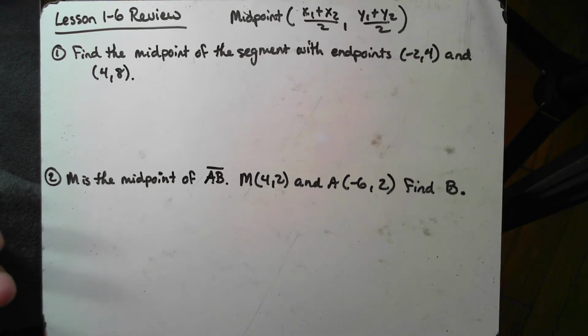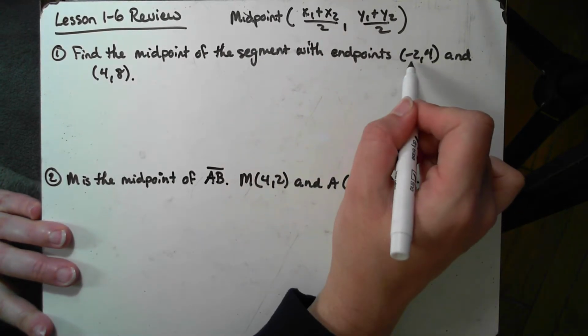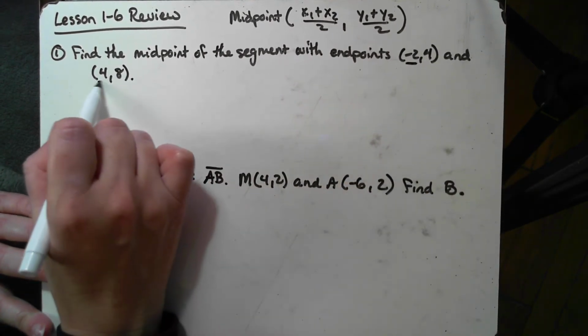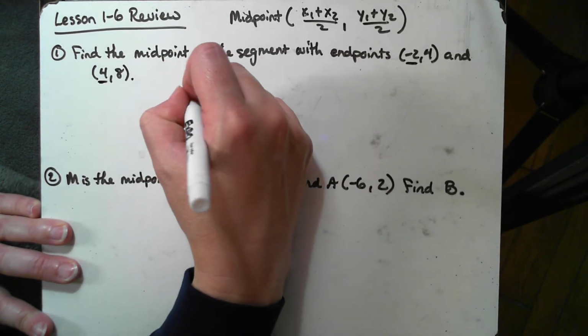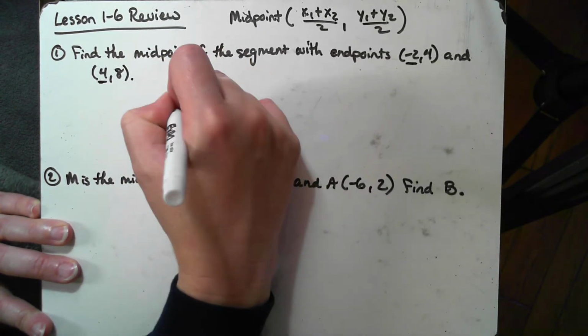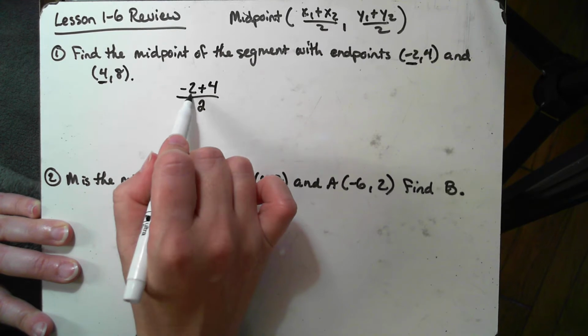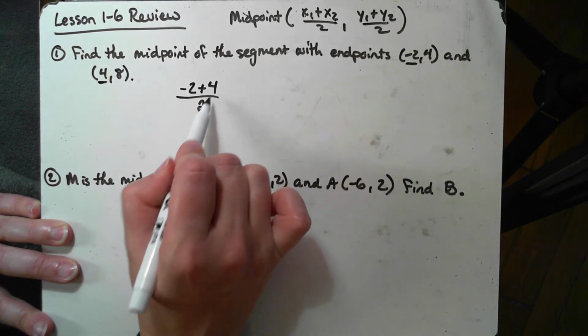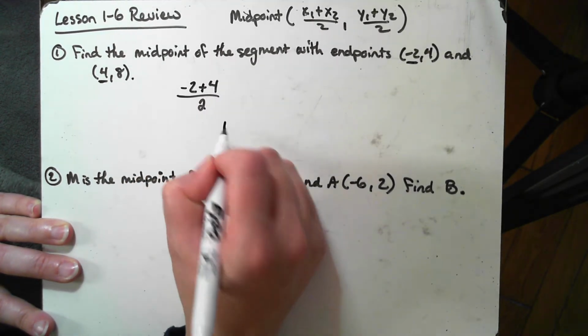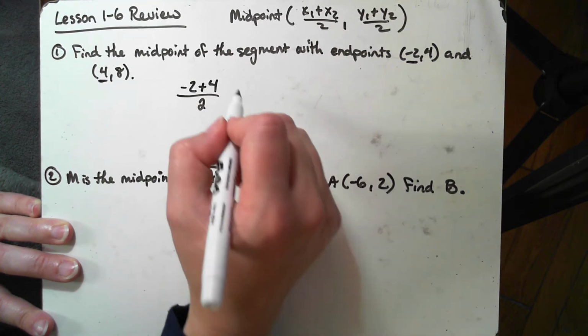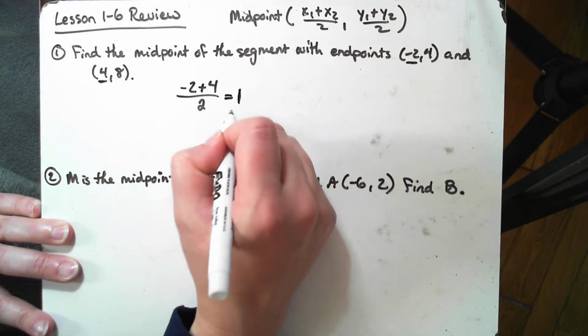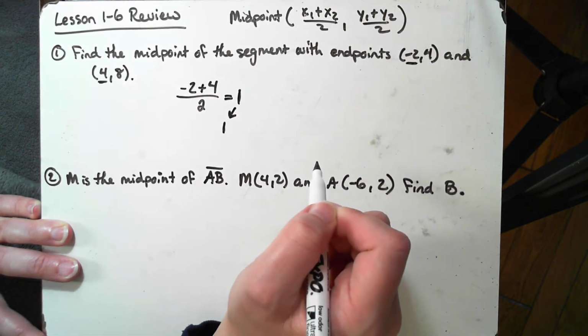So what I'm going to do to get the x value of the midpoint, I'm going to take this -2 and this 4, and I'm going to add them together and divide by 2. -2 plus 4 is 2, and 2 divided by 2 is 1. Okay, so this equals 1. And I'm going to write it down here for my final answer.